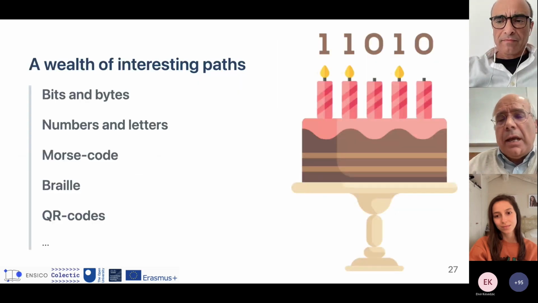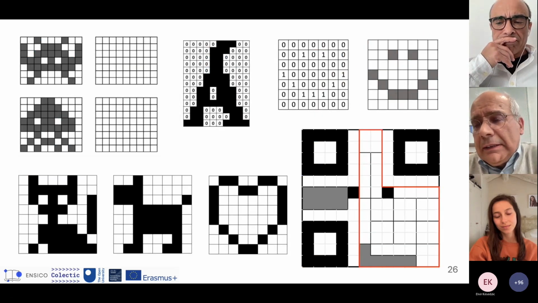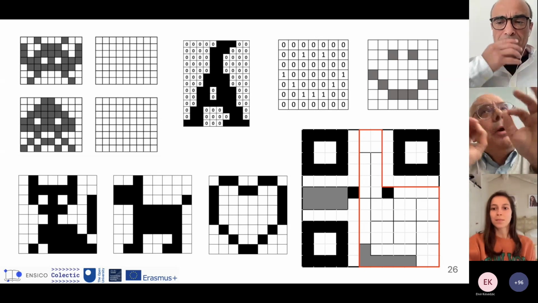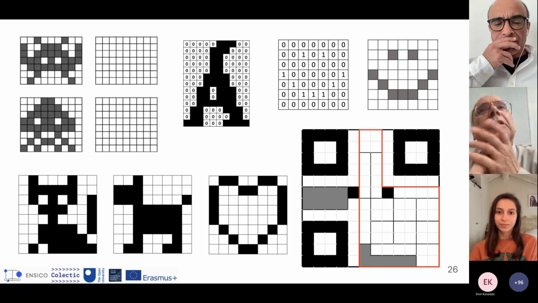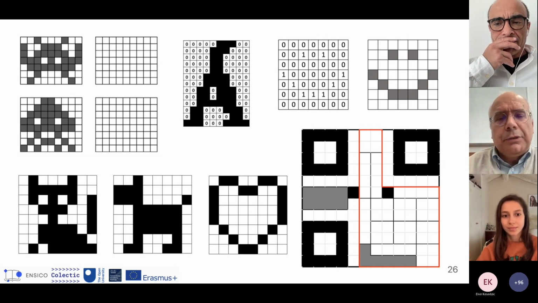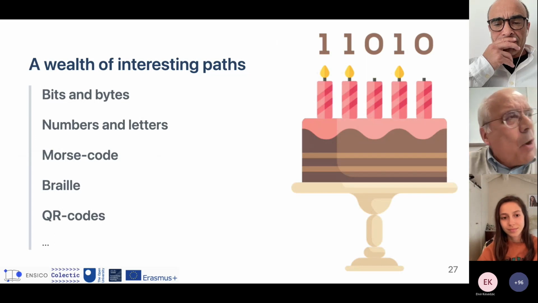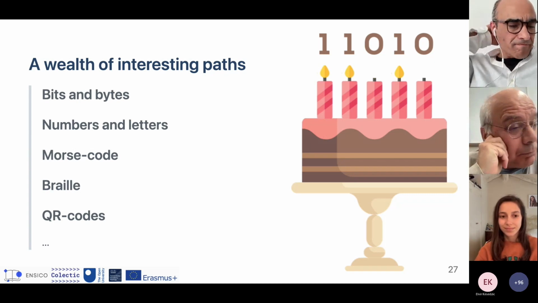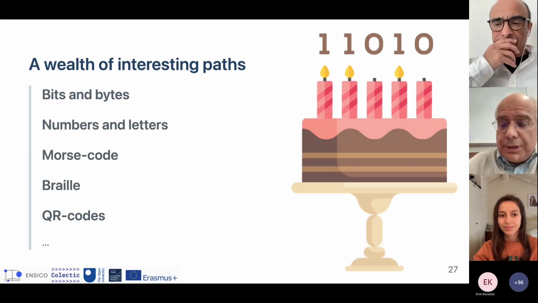Why? Because at some stage, we start playing this game: well, these images, we can represent them inside the computer. But what about letters and numbers, how are they represented? But they already know about this positional system of size 2, so only two numbers, and it opens a wealth of interesting paths: teaching bits and bytes, numbers and letters, Morse code, which is a quite successful piece of teaching. They like this very much. Braille, understanding Braille, QR codes, and so on.